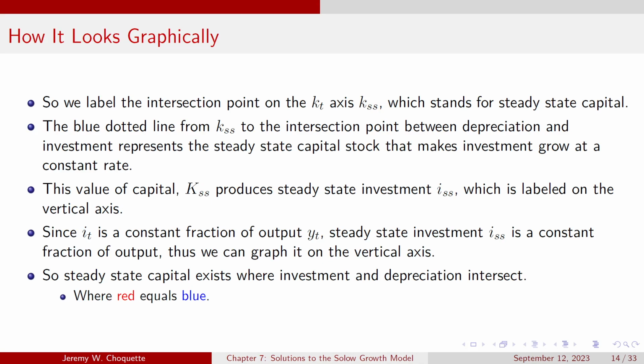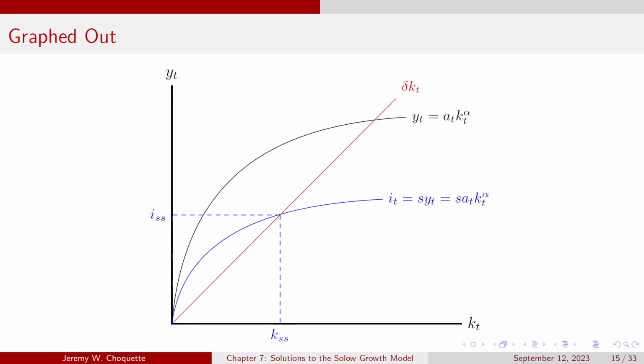The value of capital, K_SS, produces steady state investment, which is then labeled on the vertical axis. And since investment is a constant fraction of output, steady state investment is a constant fraction of steady state output. So we can graph it on the vertical axis. Steady state capital exists where investment and depreciation intersect. So looking at this graphically, it's going to be where red equals blue. And that's this right here.